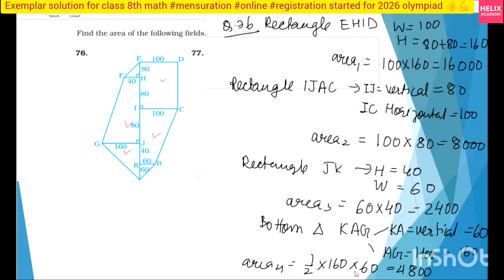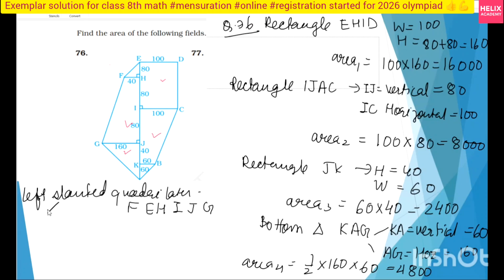Now see, in the left hand side I have a slanted quadrilateral. And this quadrilateral name is FEHIJG. Now the quadrilateral has a small right angle triangle at the top, that is FEH, where EH is equal to 80 and FH is equal to 40. So your area will be half into 80 into 40. So I am getting the value 1600.